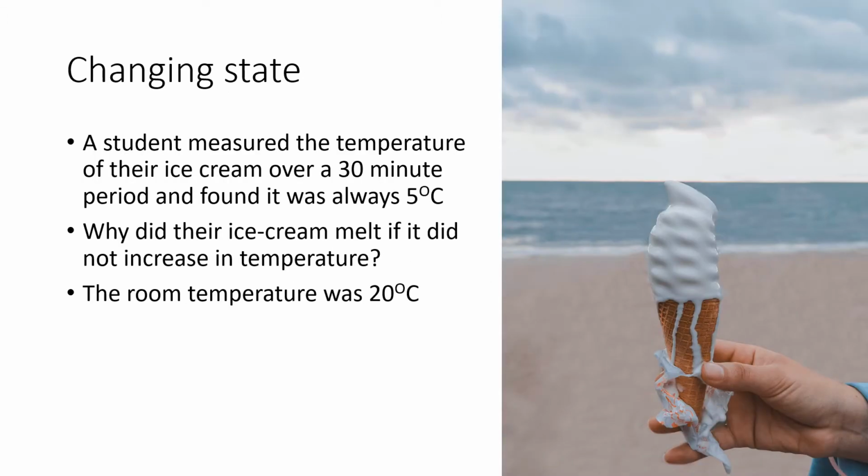Let's get started. Here's a question. A student measured the temperature of their ice cream for 30 minutes and they found it was always at 5 degrees. Why did their ice cream melt if it didn't increase in temperature and the room temperature was 20 degrees Celsius? Pause the presentation and spend 1 minute and try and come up with an answer. When you're ready, you can restart.